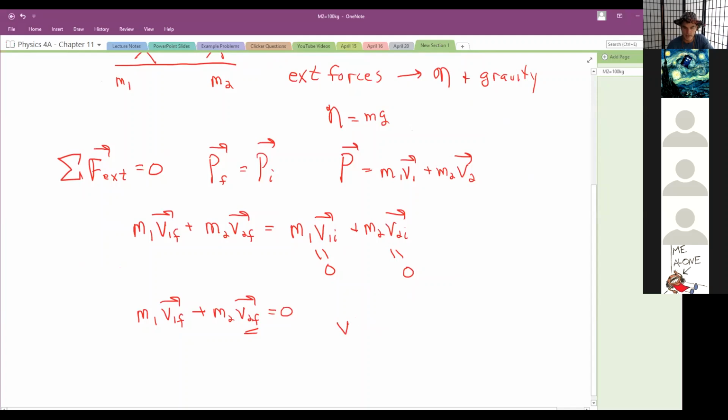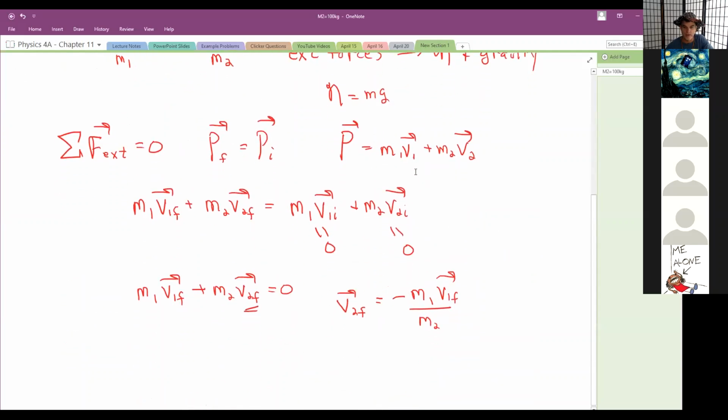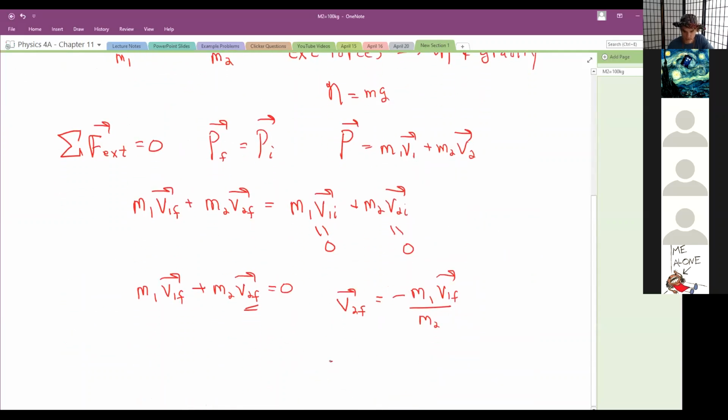So what I get is v2 final equals negative m1 v1 final over m2. And then just plugging in our values. What did I say? m1 was 50, v1 final is negative 5. So this is going to be negative 50 kilograms. They are moving to the left.